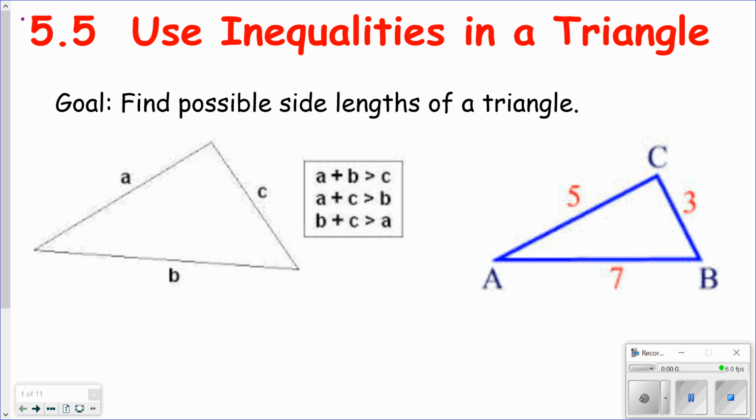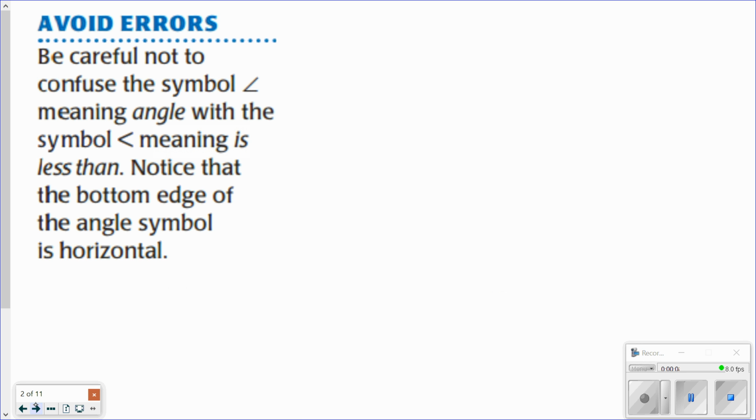Hi everyone, today we are going to start 5.5, which is use inequalities in triangles. Avoid errors. Be careful not to confuse the symbol for angle with the symbol that means less than. They do look similar. So this symbol right here means angle, and this symbol right here is less than. Notice that the bottom edge of the angle symbol is horizontal.